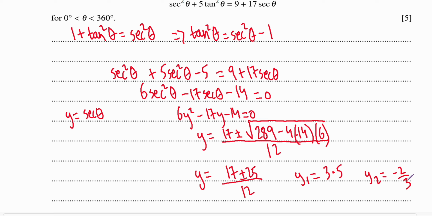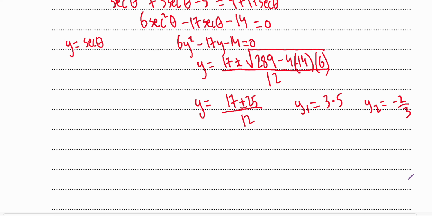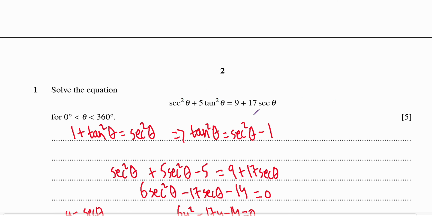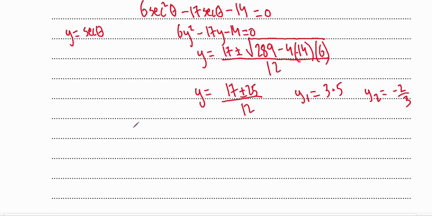Okay, so we have two numbers. But this is y. We don't need y. We need theta. We need an answer in terms of theta between 0 and 360. So if y is equal to secant theta and y is equal to 3.5, then 3.5 is equal to secant theta. But we don't want secant now. Now we want 1 over cosine theta, because that's what secant theta is. Because there's no secant inverse function on your calculator, so this is pointless now.